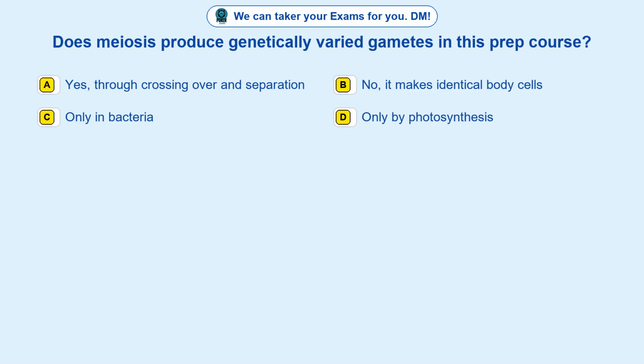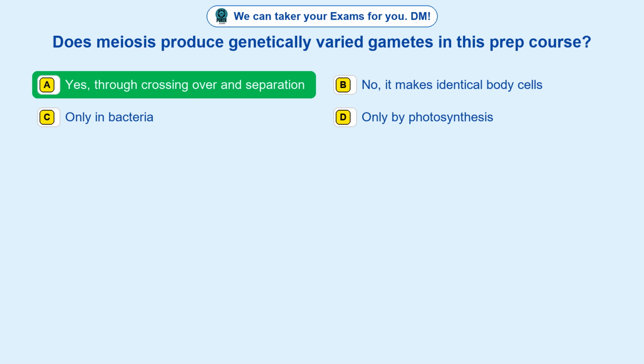Question 16. Does meiosis produce genetically varied gametes in this prep course? Option A. Yes, through crossing over and separation. Option B. No, it makes identical body cells. Option C. Only in bacteria. Option D. Only by photosynthesis.